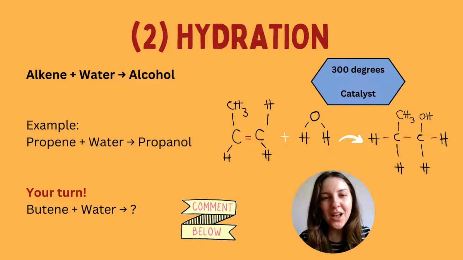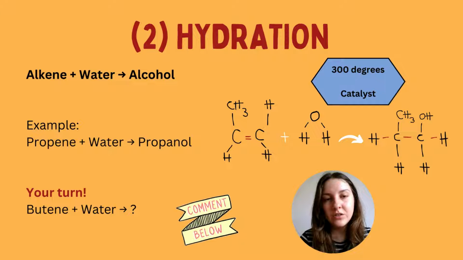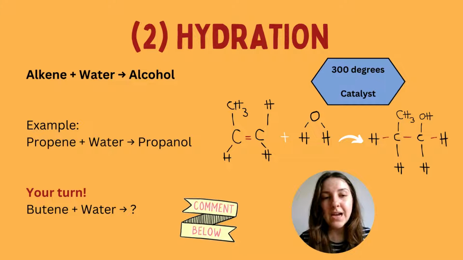But here we are. There we go. So what do we have to do? Well, the example we can see here is propene. Propene suggests there's 3 carbons. As you can see here, there's the double bond, so it's an alkene, and we've got 3 carbons in its structure. It reacts with water.